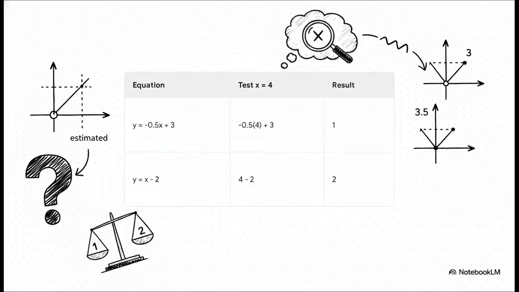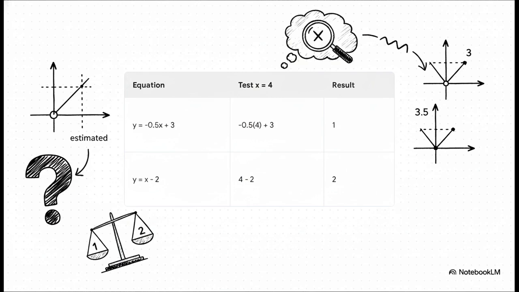In example 3, we estimate the intersection is at 4, 1.5. The equations are y equals negative 0.5x plus 3 and y equals x minus 2. So we test x equals 4. The first equation gives us a y of 1. The second equation gives us a y of 2. Well, our results of 1 and 2 aren't close at all.